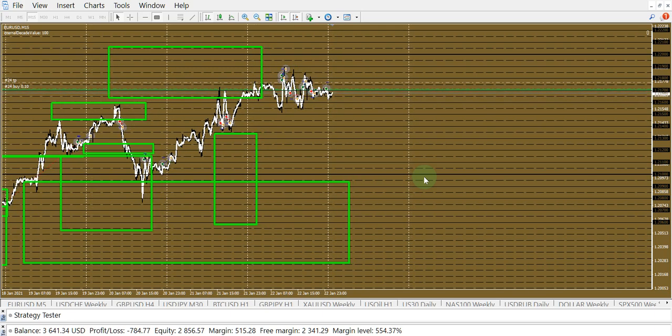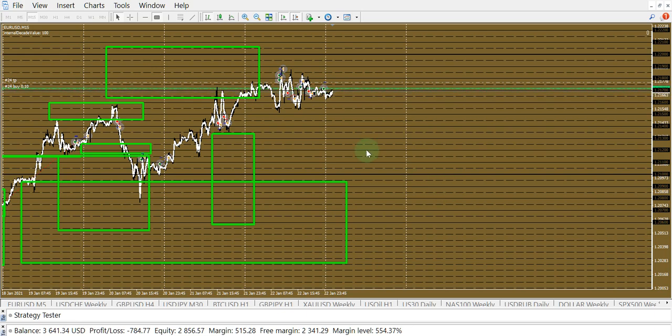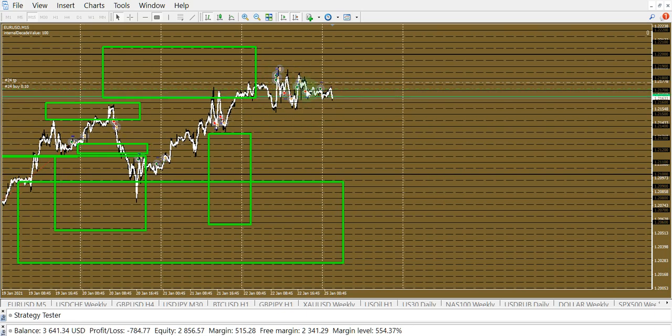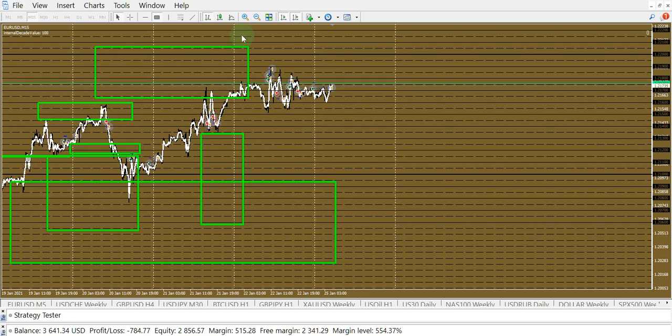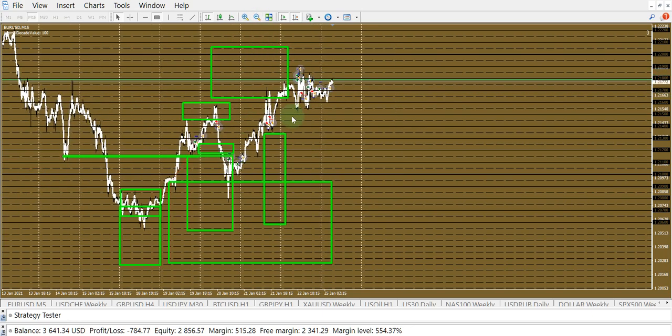Look at how noisy this is. Now, this is distribution or reaccumulation. We see all this choppy stuff. Chop, chop, chop, chop, chop. Are the big boys waiting on the sidelines for the big plunge? Here's a better view.